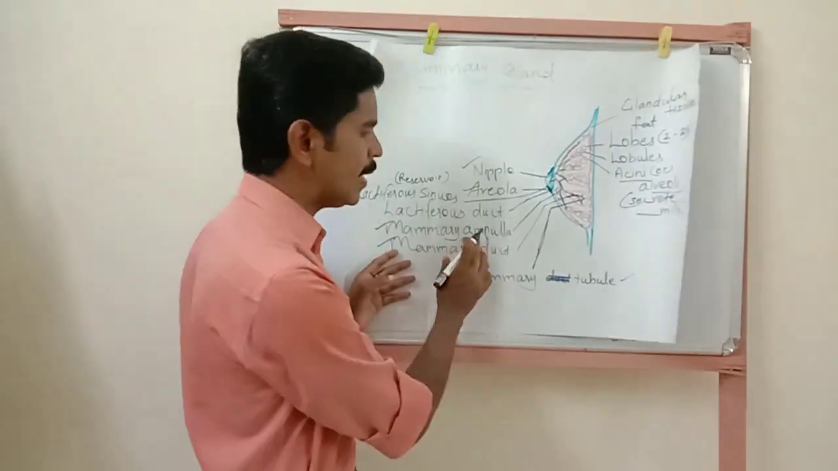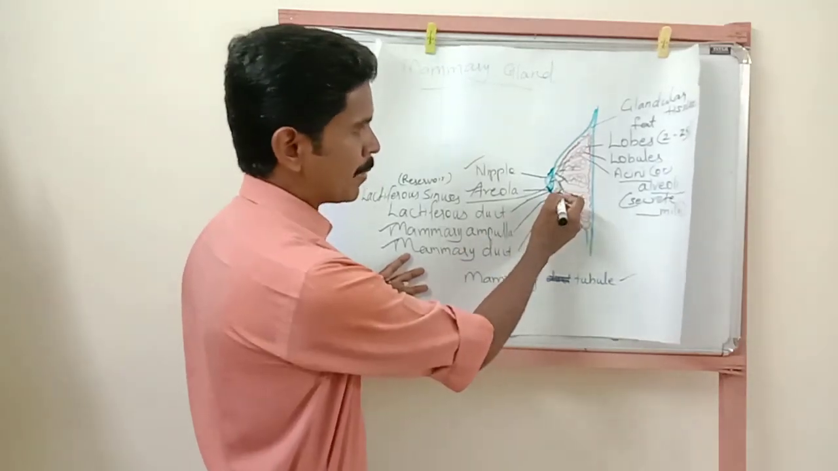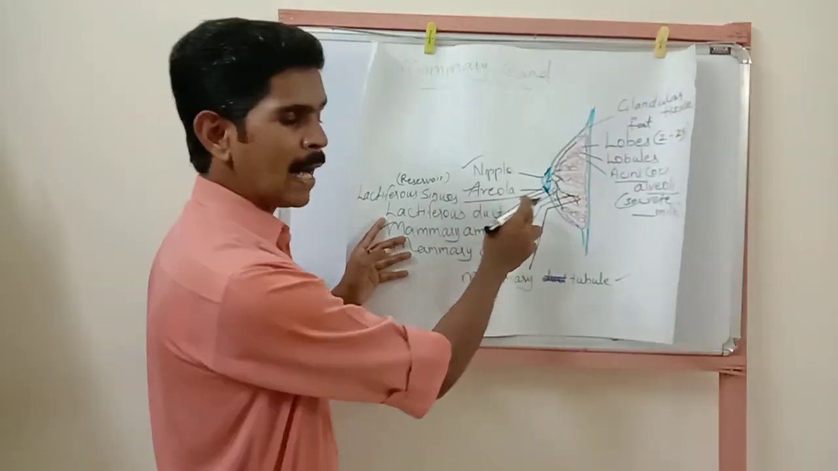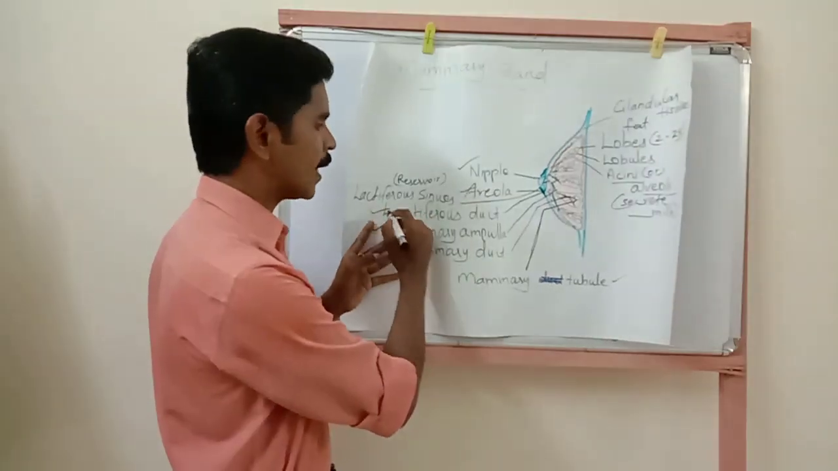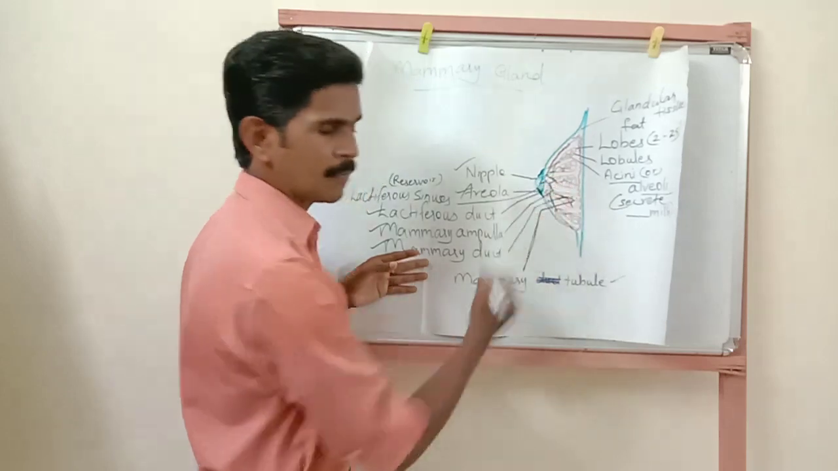It is called the mammary ampulla. So just imagine this is the mammary ampulla. These are the mammary ampullas. Then many mammary ampullas join together and form another duct. It is called a lactiferous duct. So just imagine this is the lactiferous duct.